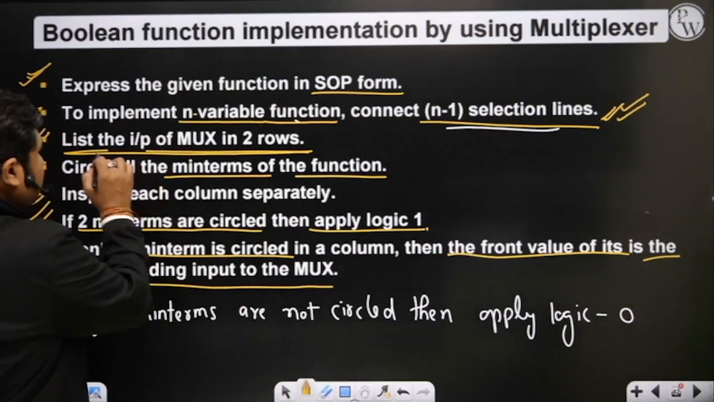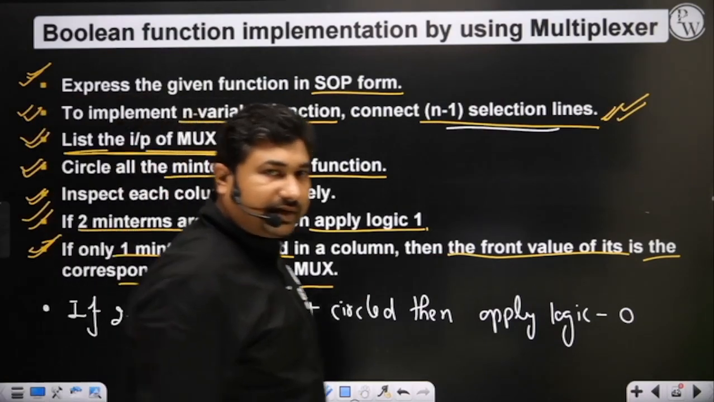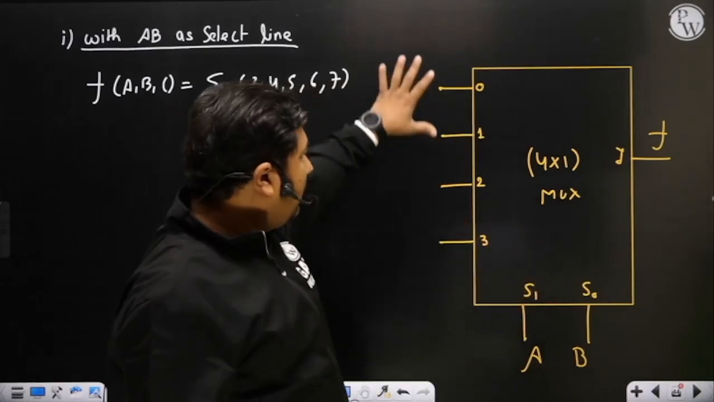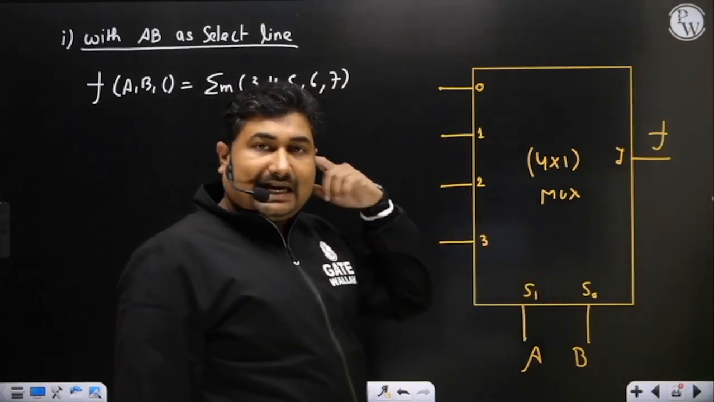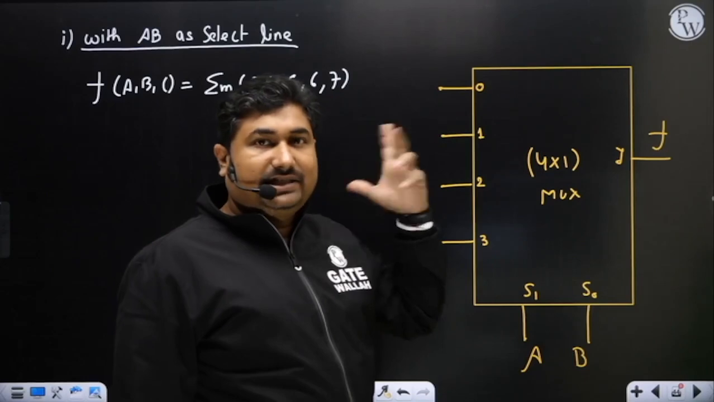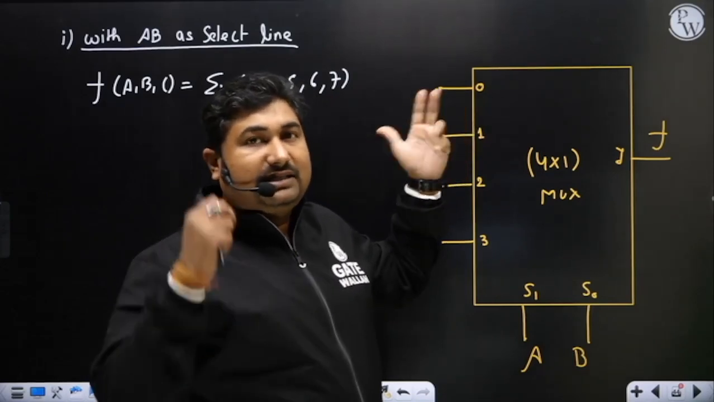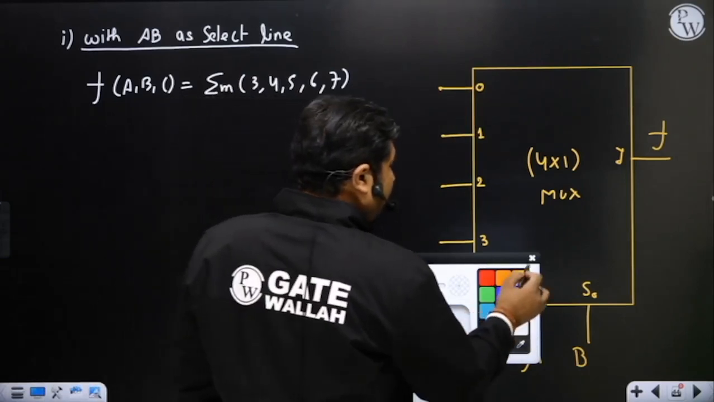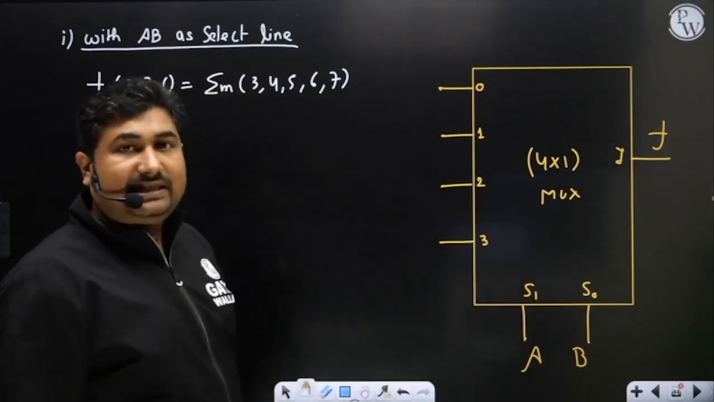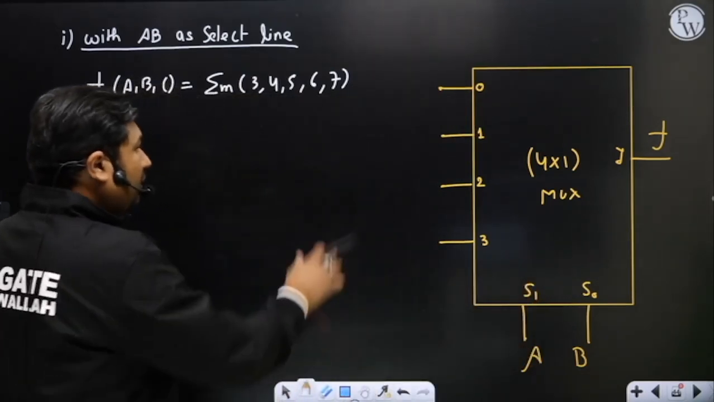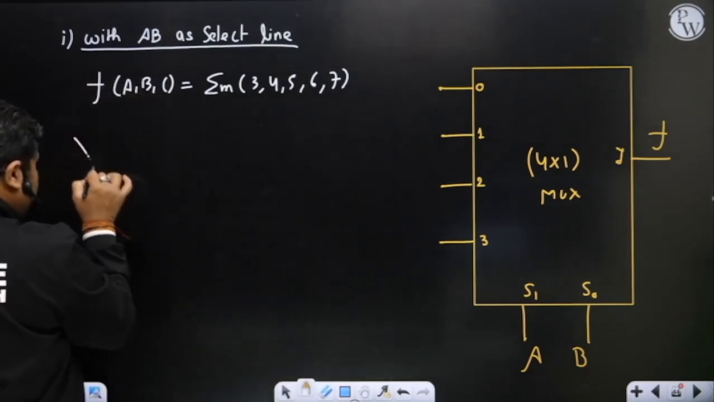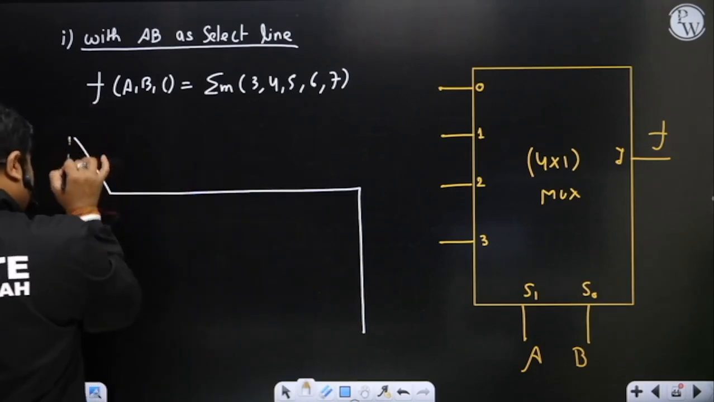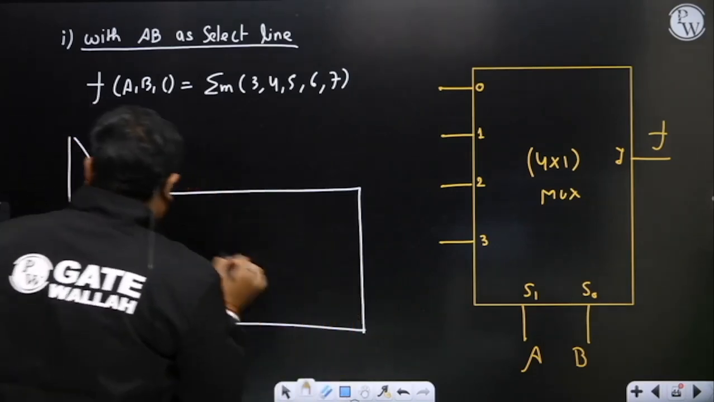Yes. Next is to list the inputs of the mux in two different rows. Now please observe here. What input can you apply onto the input lines? Sir, either C, either 1, either 0 or either C bar. Yes, sir. So in terms of variables, we have two possibilities, C and C bar. So I am going to list the inputs of the mux in two different rows.